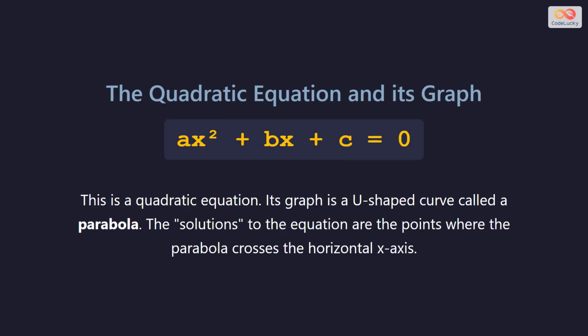The formula ax squared plus bx plus c equals 0 is known as a quadratic equation. When you draw a picture of this equation, you get a U-shaped curve called a parabola. The solutions we are looking for are simply the points where this curve hits the x-axis.